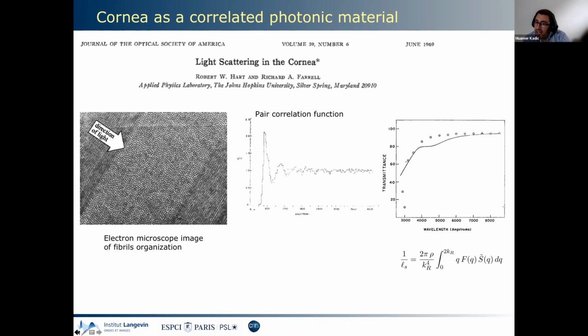Have you looked at those directions, or have you tried to connect the order properties of crystals to diffusive media, like in your case?